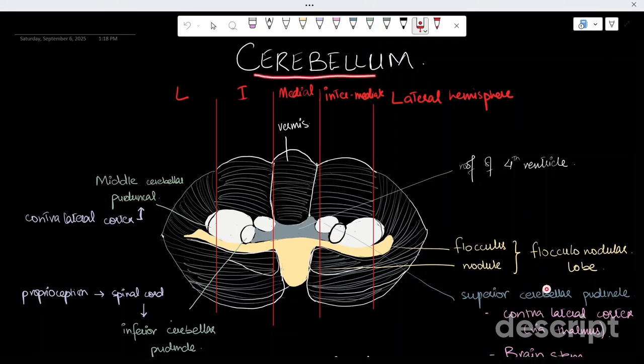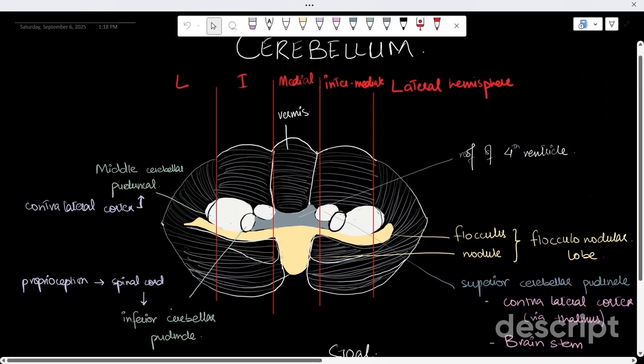So today we will be discussing cerebellum. Now I will be integrating FCPS related MCQs into it. However, this video is suitable for MBBS and other exams as well since the basic concept is the same. So let's begin. This is the structure of cerebellum.